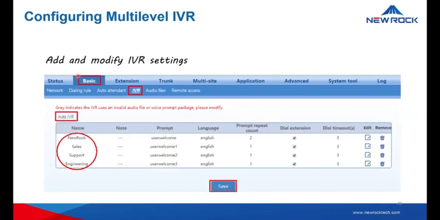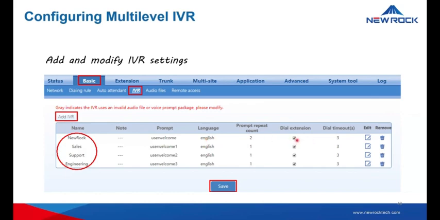then you can add and modify the IVR settings. So say for example, welcome to New Rock. This is the main. Press 1 if you want to go to sales, press 2 if you want to go to support, press 3 if you want to go to engineering. So you need to add here one by one and make a name for your IVR. Then you can select the language, English or whatever language you want to use.